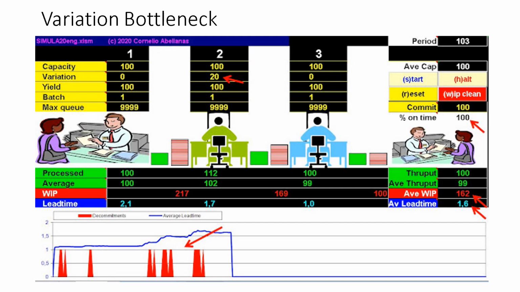Is the delivery performance improving as WIP builds up? What is percentage on time at the end? Why? What happened to average lead time? What can we do to reduce lead time? How about applying just in time?